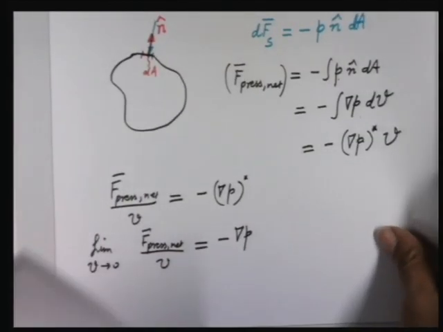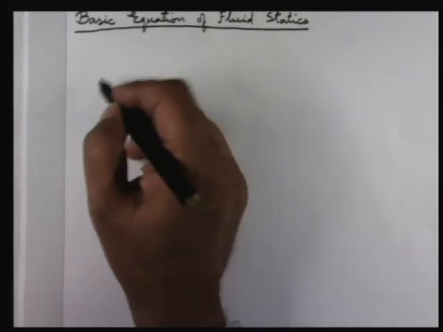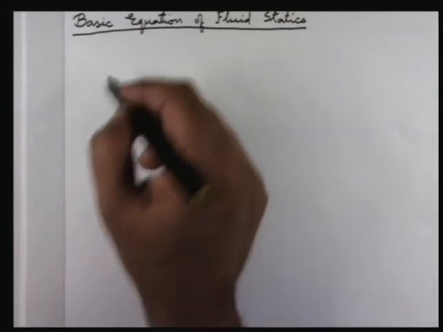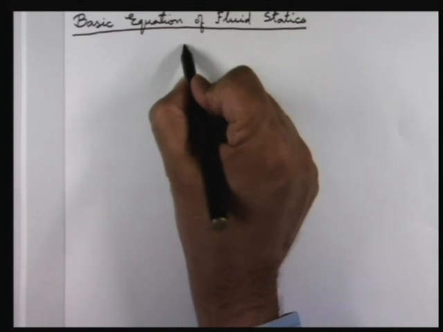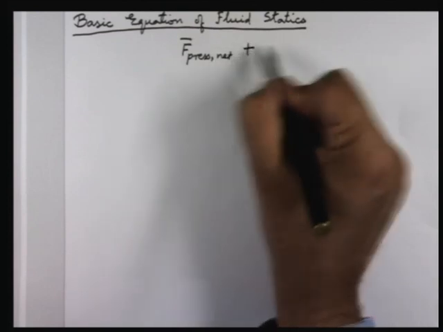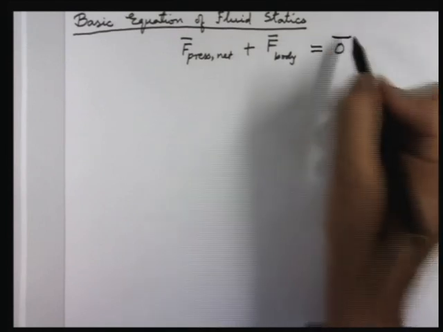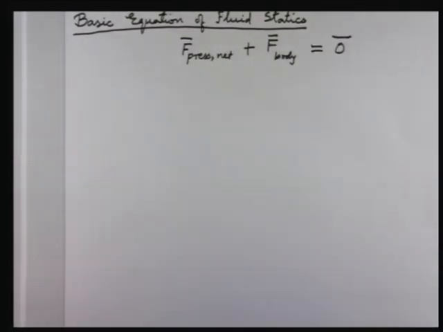Now, let us go back and look at this basic equation of fluid statics. Here we will consider the equilibrium of a fluid element. So here you have the net force due to pressure plus the body force equal to 0, because there is no acceleration. The fluid element is at rest, it is in equilibrium, so the sum of the forces is 0. You have the force due to the body weight of the fluid element and the pressure force.